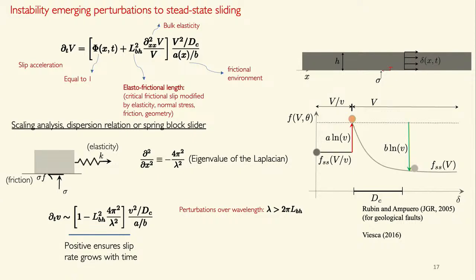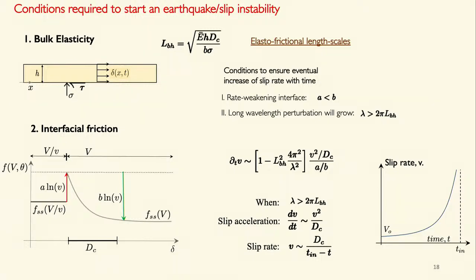So this is one condition. So we need a rate weakening patch, as well as we need the wavelength of perturbation and or the length of the rate weakening patch long enough to permit any kind of growth in the sliding rate. Okay. So going forward, again, in the simple model that we had, we find that we need a rate weakening patch, and when the wavelength of perturbation exceeds this elastofrictional scale, then we can get slip to accelerate, and they accelerate via this v square, so it scales with the square of the sliding rate.